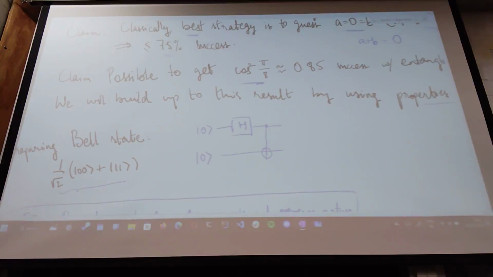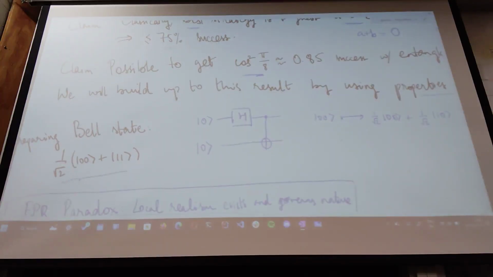Let's walk through the circuit. Let's see what happens. So you start with 0 0. After applying the Hadamard, you have 1 over square root 2 0 0 plus 1 over square root 2 1 0. And after you do the C naught, you get the Bell state as desired.